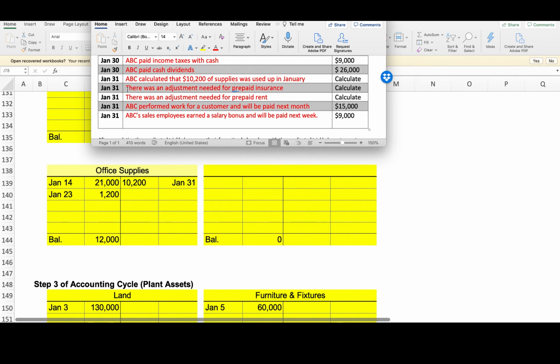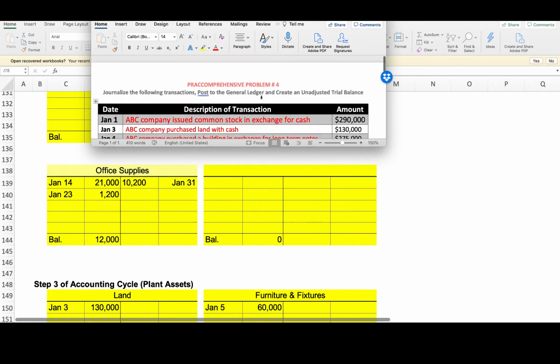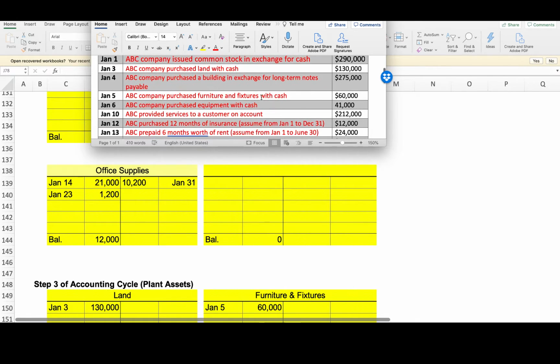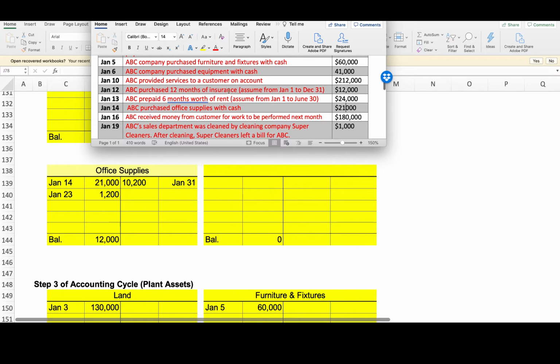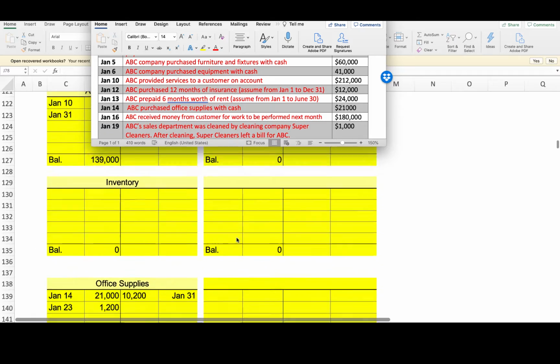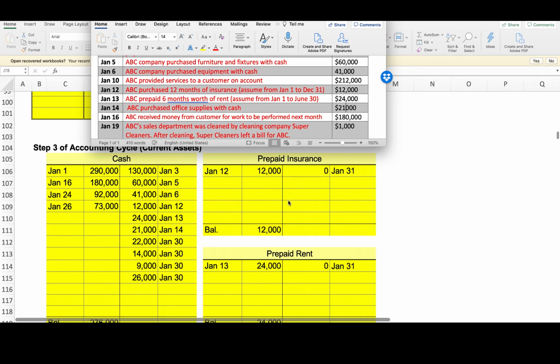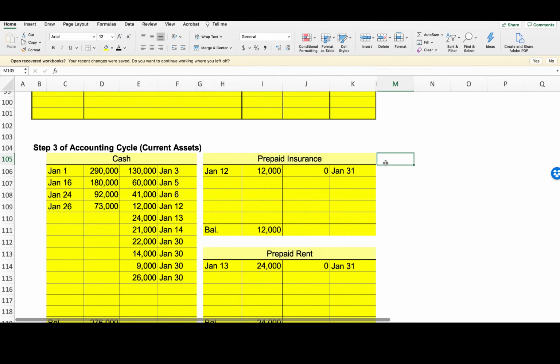All right, so now we have the next two. There was an adjustment to prepaid insurance and an adjustment to prepaid rent. So let's look at the prepaid rent and prepaid insurance entries. ABC Company purchased 12 months of insurance for $12,000, and they purchased 6 months of rent for $24,000. So they purchased that in January, from January 1 to December 31, and from January 1 to June 30th. So we only used 1 month's worth. So for prepaid insurance and for rent, we need to calculate 1 month's worth of prepaid insurance here and 1 month's worth of prepaid rent here. So let's go ahead and calculate that.